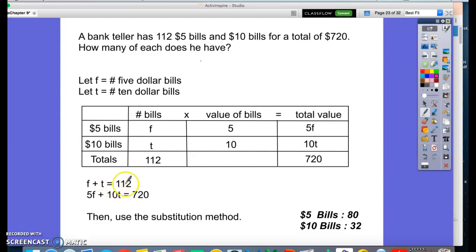So F plus T equals 112, and 5F plus 10T equals 720. So basically use the substitution method. You can substitute for either F or T, solve for F or T, and then substitute that into the equation. And I want you to just pause the video and do the calculation, and then you should get 85 $5 bills and 32 $10 bills.